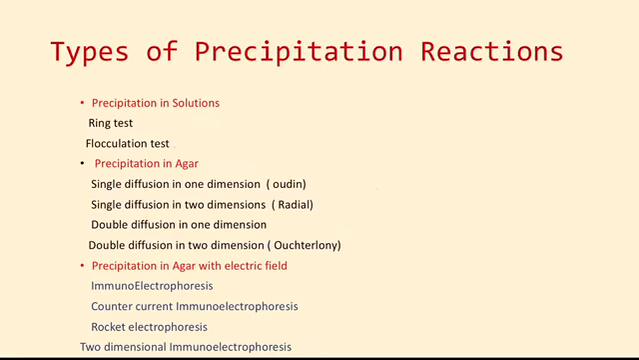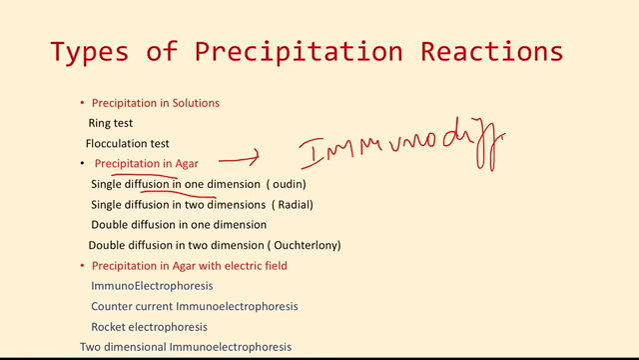Next one is precipitation in agar. The precipitation in agar includes single diffusion in one dimension. Precipitation in agar is also called immunodiffusion. If the precipitation reactions are carried out in agar gels, they are called diffusion, because in the gels the antigen and antibody both diffuse towards each other. That is why this is called an immunodiffusion technique.